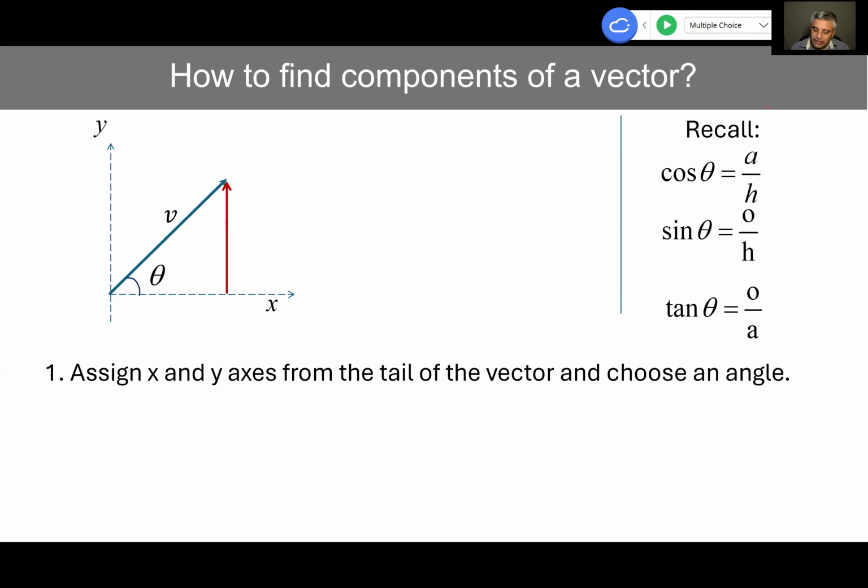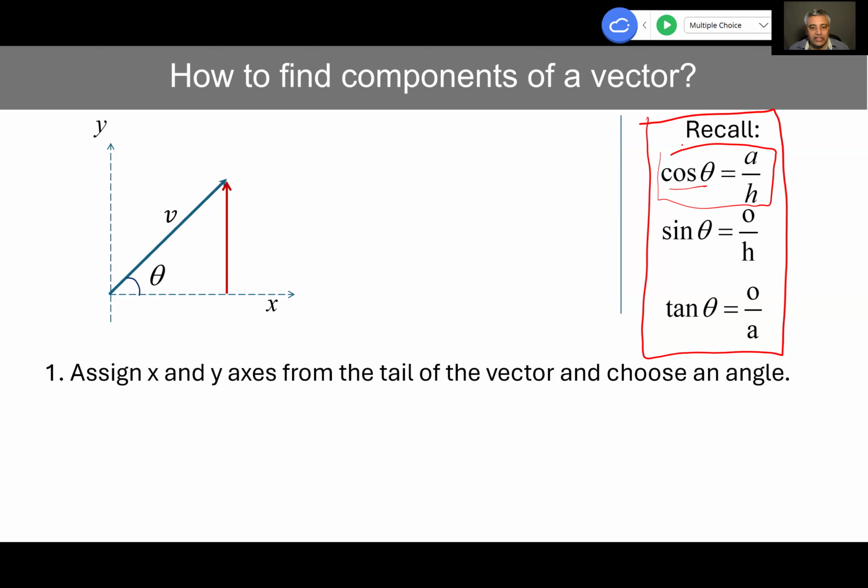For that, you need these trig identities. In one of the basic trig videos that I posted even before this class started on Canvas, these things are defined and explained how they work. Probably some of you may remember this SOHCAHTOA thing. What these trig functions are doing is relating one angle of a right triangle with two sides of a right triangle.